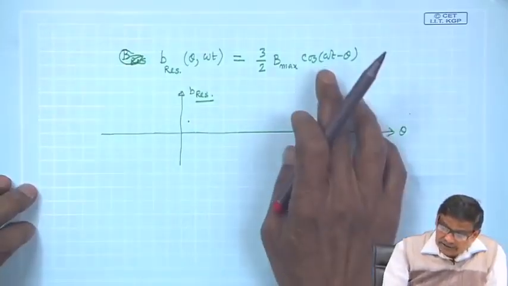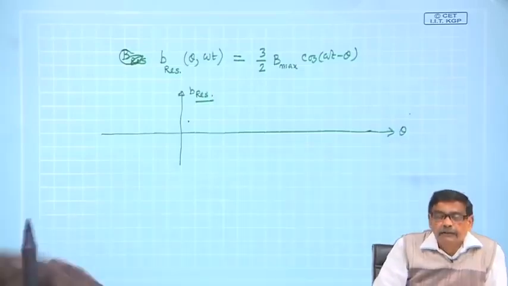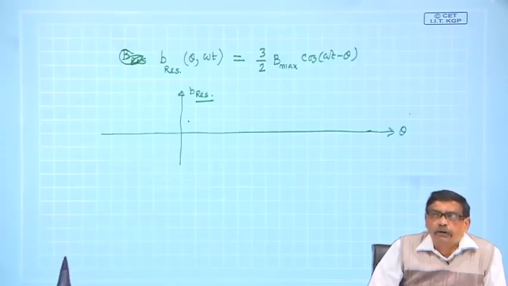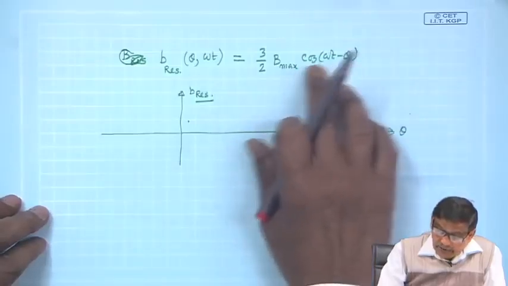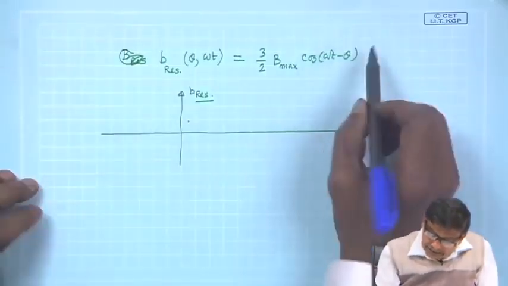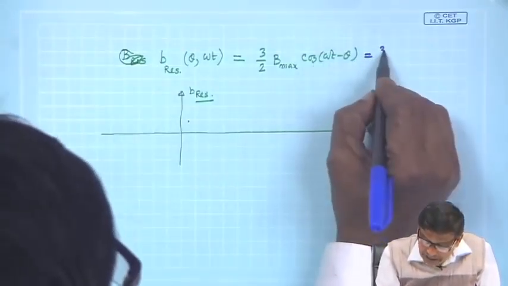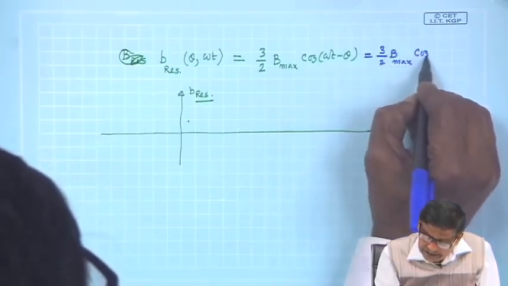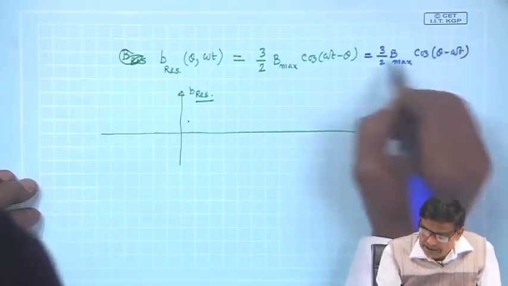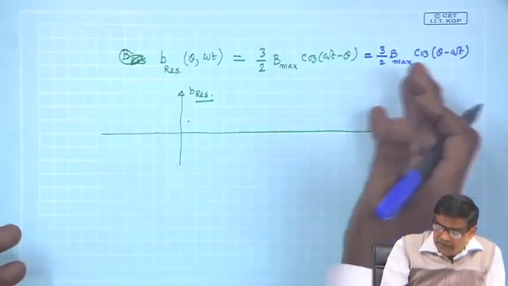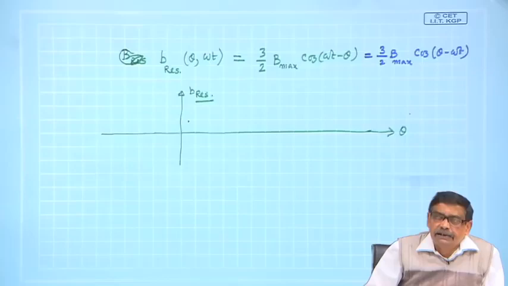Since there are two variables, to get theta, what you do is sketch this waveform for different values of time. Are you getting? I will sketch this waveform for different values of time. And as you can see, that is why I chose this cosine form. This can also be written as 3 by 2 B max cosine theta minus omega t. This is one and the same thing, cosine theta is cosine minus theta. So, it is better we write it in this form so as to explain it correctly.